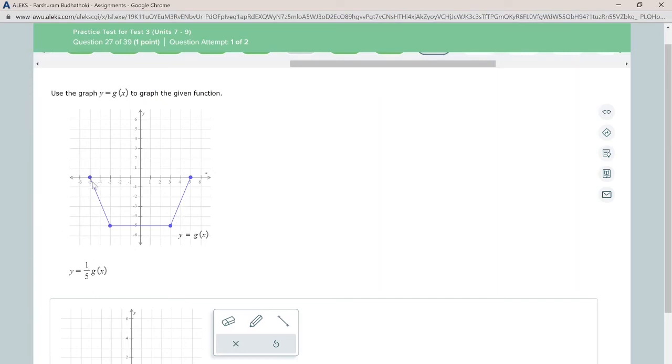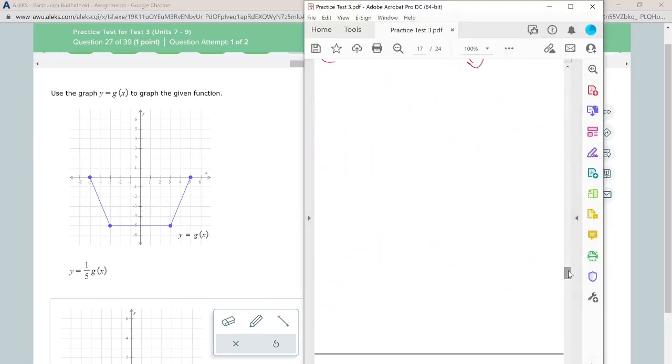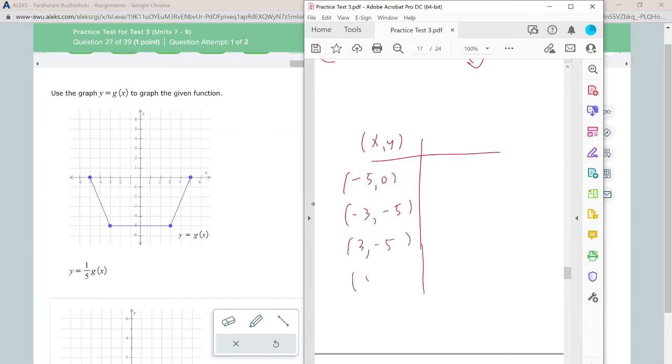Okay, so you always have to find these special points. If you know what happens to this one, this one, this one, and this one, the rest you just need a straight line between them. So here, the coordinate for this point is -5, 0. Remember, whenever you are multiplying the original function, you are multiplying the y coordinate only. So write down the coordinates for these 4 points, which are -5, 0, and then -3, -5, and then +3, -5, and finally +5, 0.